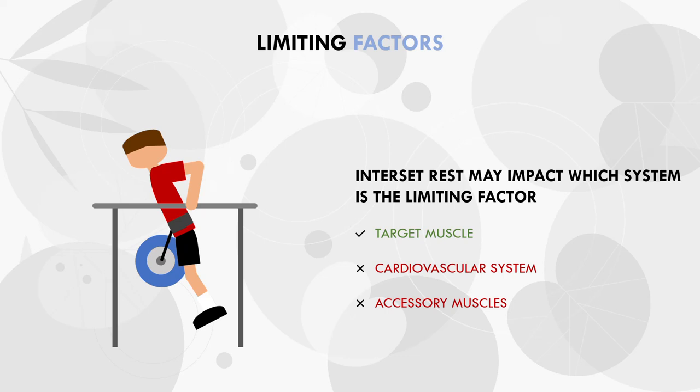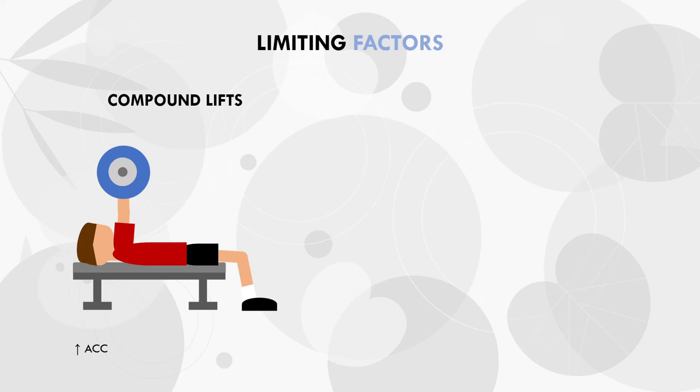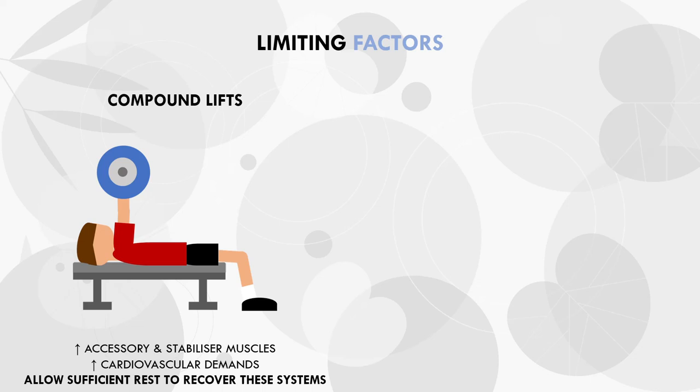However, when we perform an exercise, these systems are inevitably fatigued in addition to the target muscle. This is only really a concern for compound lifts, not so much for isolation lifts. This is because when we perform compound lifts, we have more accessory and stabilizer muscles involved and a greater cardiovascular demand. This means we are at a higher risk of one of these systems failing before the target muscle is maximally stressed. So for compound lifts, we probably want to ensure we rest long enough that our accessory muscles, cardiovascular system, and respiratory system are sufficiently recovered so that they don't interfere with performance of subsequent sets.